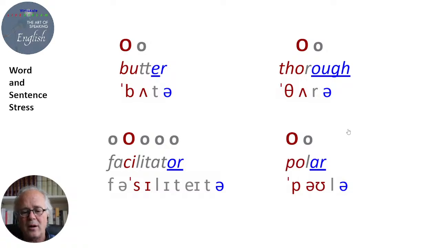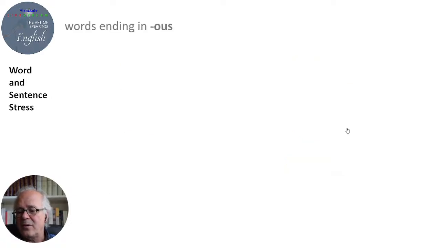And polar, polar. Okay, this is extremely common in British speakers. Americans tend to put a little bit of an R sound, polar, polar, but it's not a very strong vowel sound. It's still polar, polar.